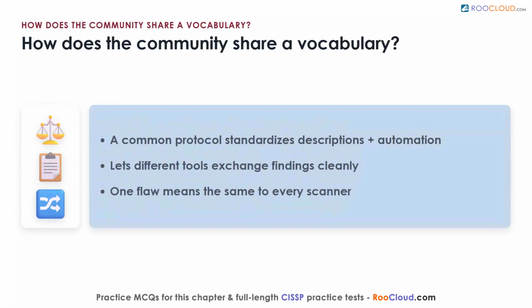How does the community agree on a shared vocabulary? Through a common protocol that standardizes how we describe and automate security checks. Without it, every tool would speak its own dialect and nothing would line up. This shared framework lets different security systems exchange findings cleanly and compare notes. It is the reason a flaw flagged by one scanner means the same thing to another. Picture air traffic control. Everyone uses the same phrasing so no message gets lost.